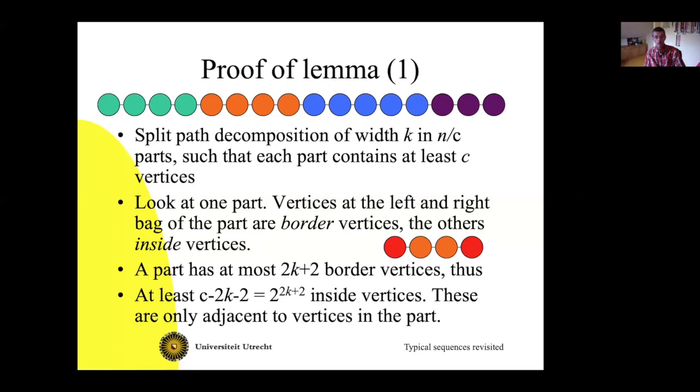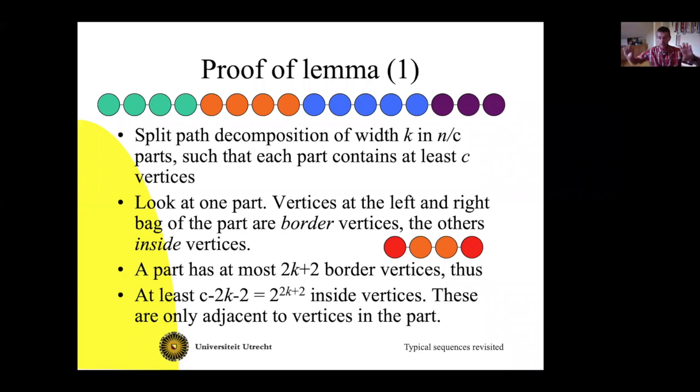Now I look at one part, the left bag and the right bag, and the vertices there I call border vertices, and all the vertices which are not in the left and the right bag, but in the part, I call inside vertices. Now, because these bags have size at most k plus 1, I have at most 2k plus 2 border vertices, and then c minus 2k minus 2, which equals 2 to the power 2k plus 2 inside vertices.